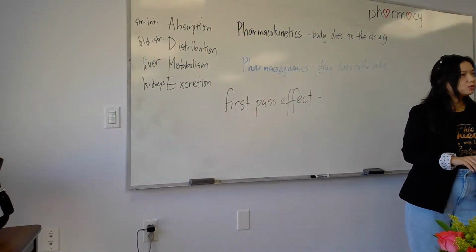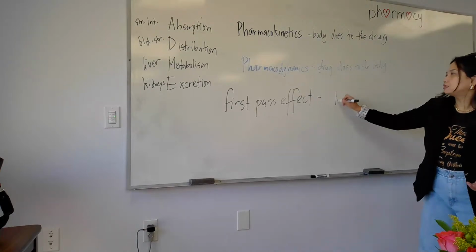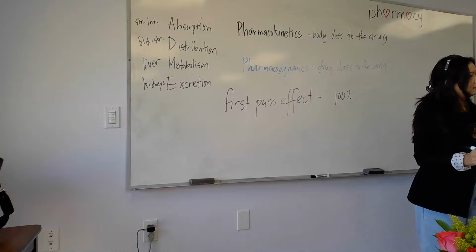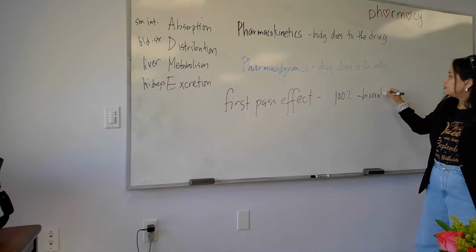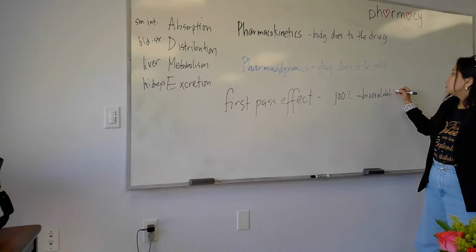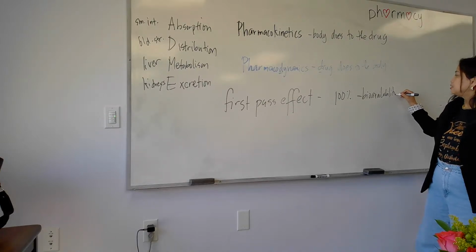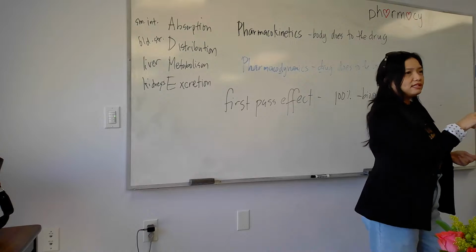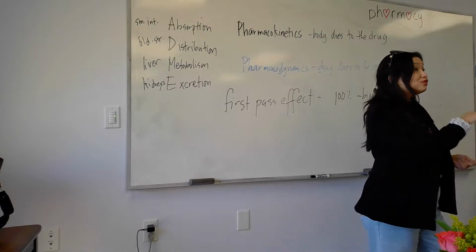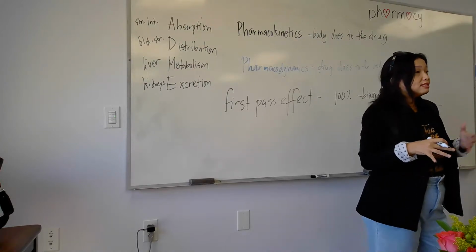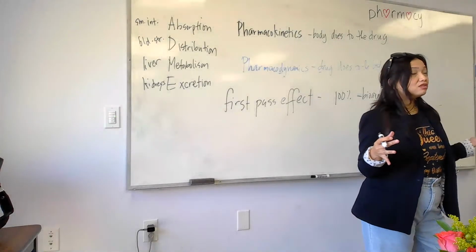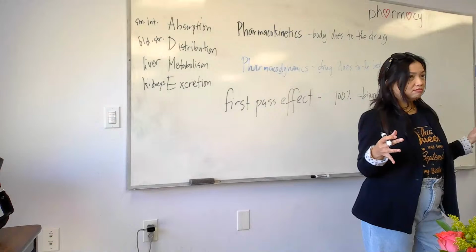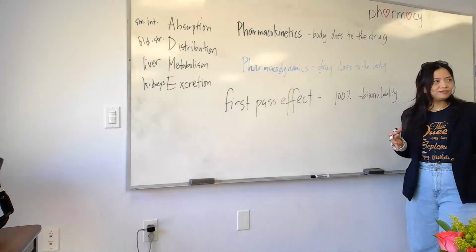What do you think is the absorption of IV drugs? What percentage? 100%. And that term you just answered is what you call bioavailability. Bioavailability is the amount of drug that makes it to the systemic circulation. Because it's IV, it's injected through your veins. How much of the drug is in your system?